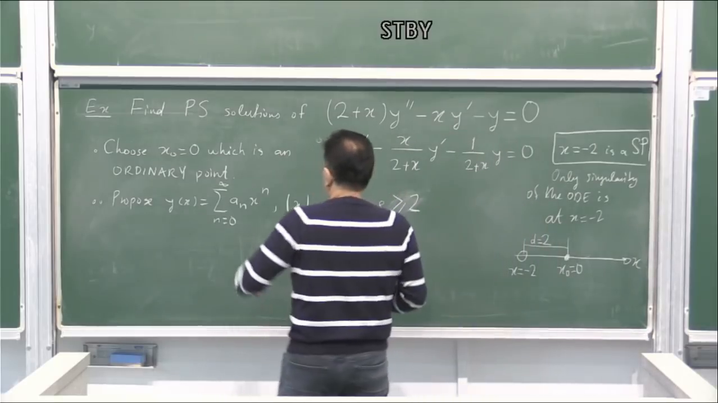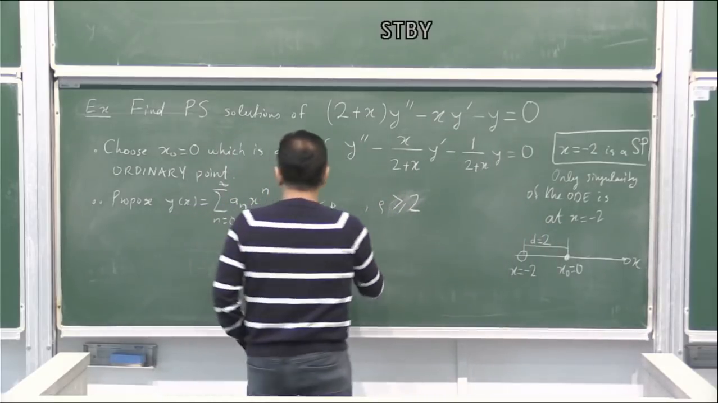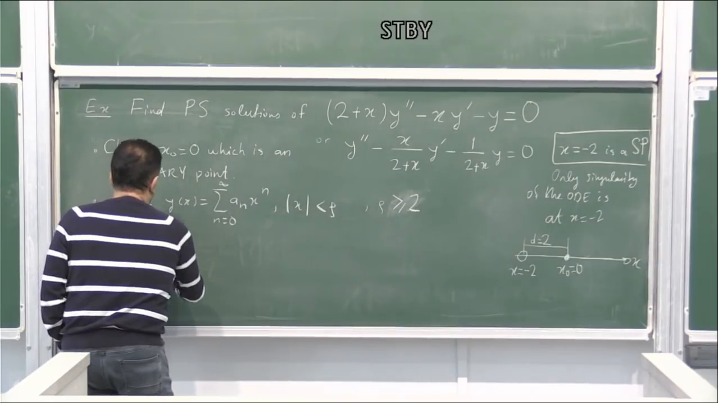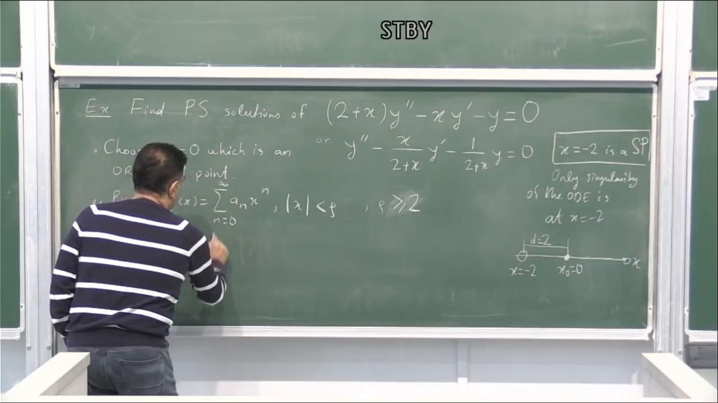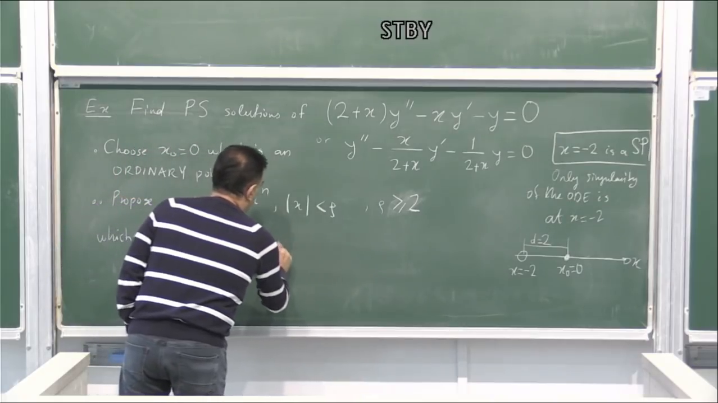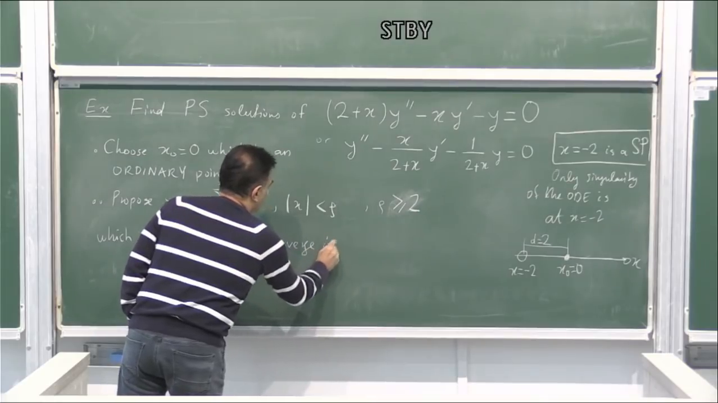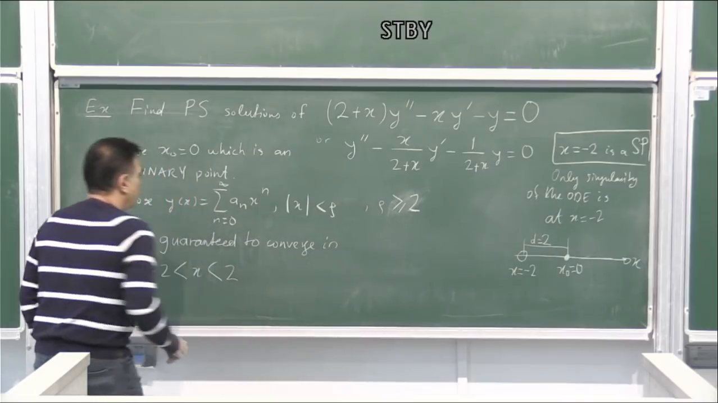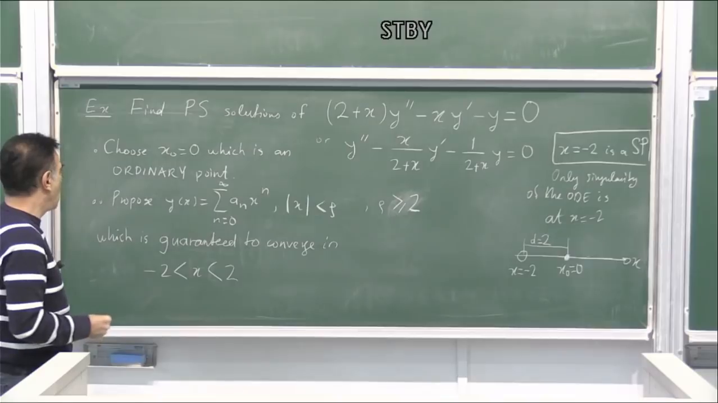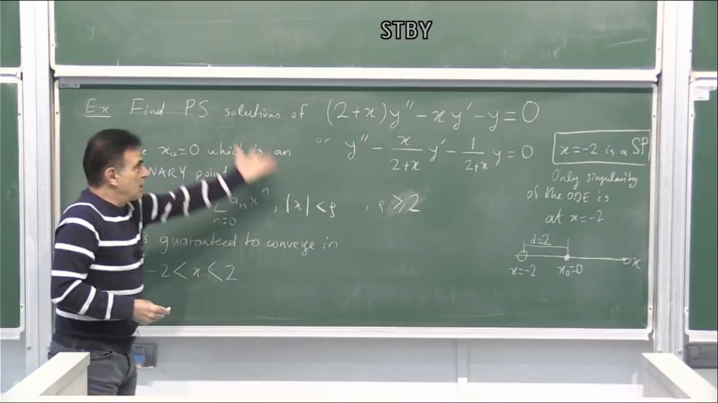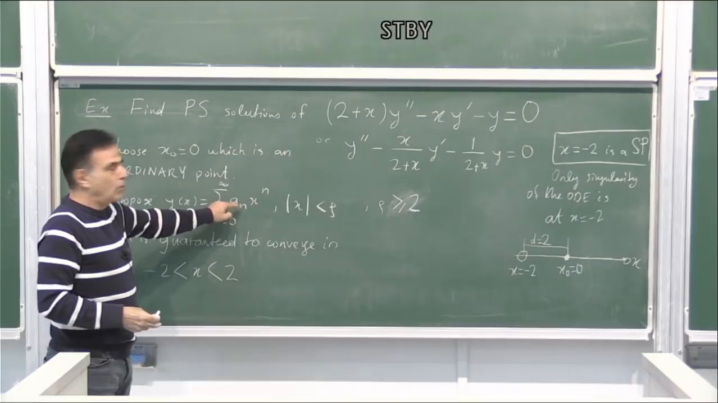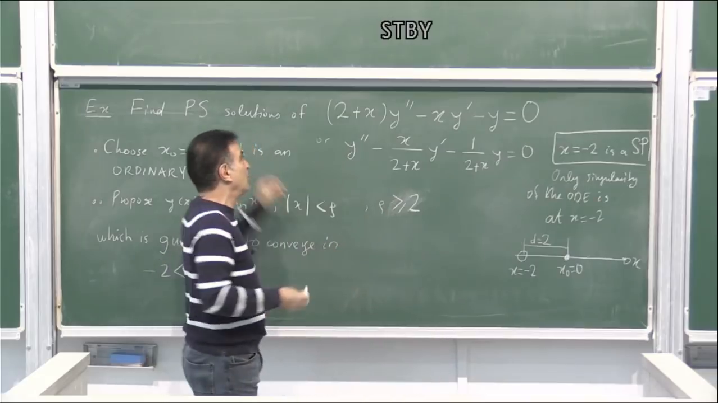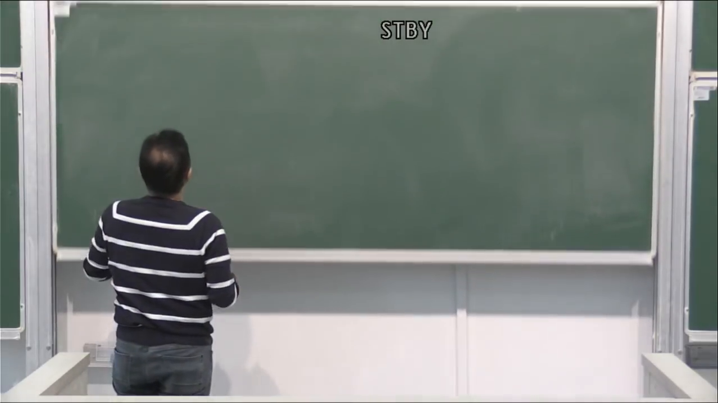So this power series is sure to converge, which is guaranteed to converge in this interval. Okay? In this open interval. Now, theoretically, we know everything. There is a solution. So to make this solution explicit, we have to find the coefficients. And this can be done by substituting into the differential equation.